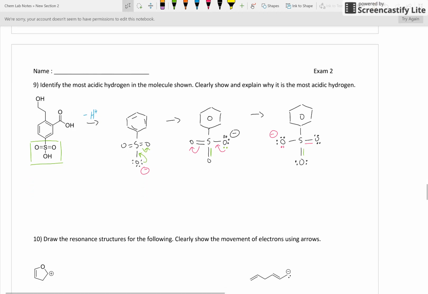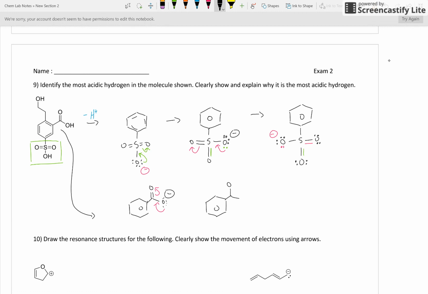If we went and very quickly drew, let's say that we're looking at the stability of our carboxylic acid, we would have that guy here, and we could draw resonance where we would end up with this. So we have 2 equivalent resonance structures here. We have 3 equivalent resonance structures up there with that sulfonate group.